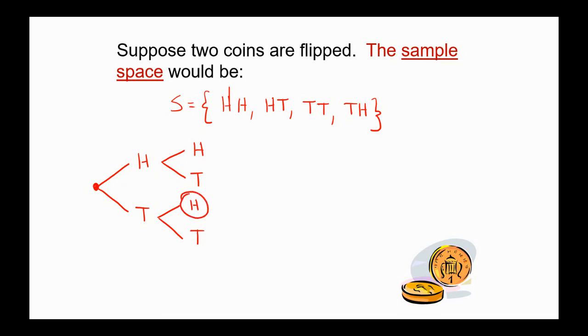Now, what would this one be? Let's say I landed there. What would that represent from our sample space up here? Tails. We go down to tails and then up to heads. That's right. So this would be tails, heads. Questions?